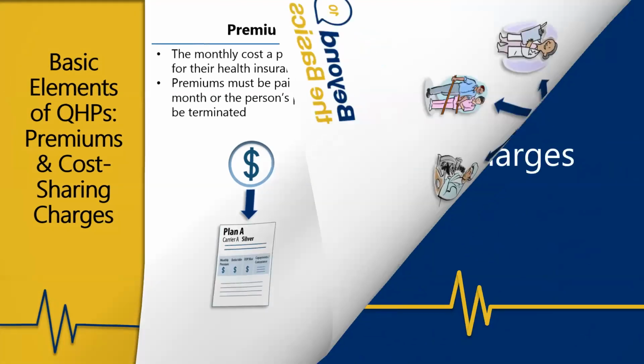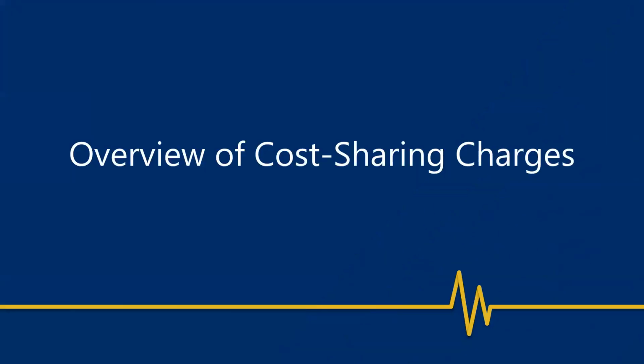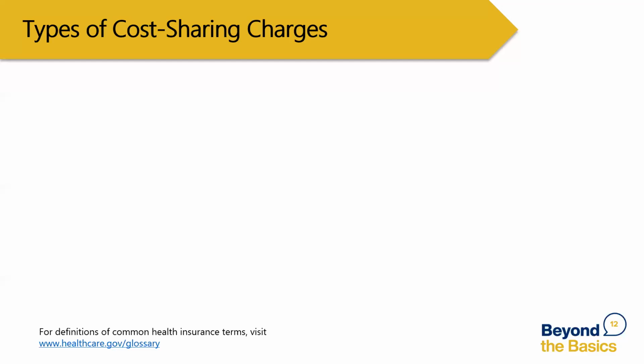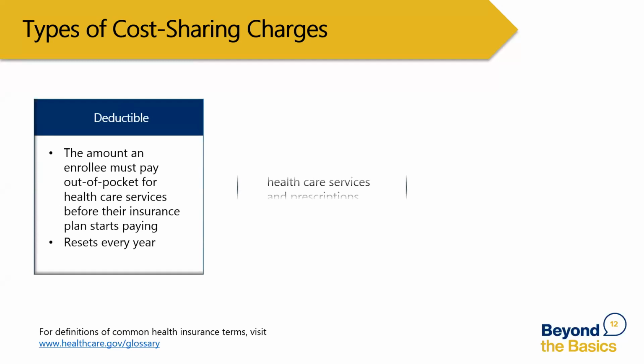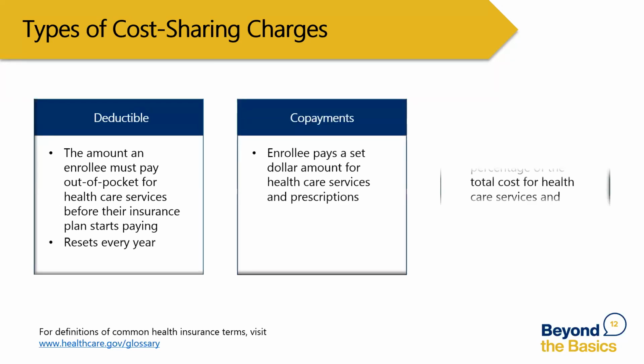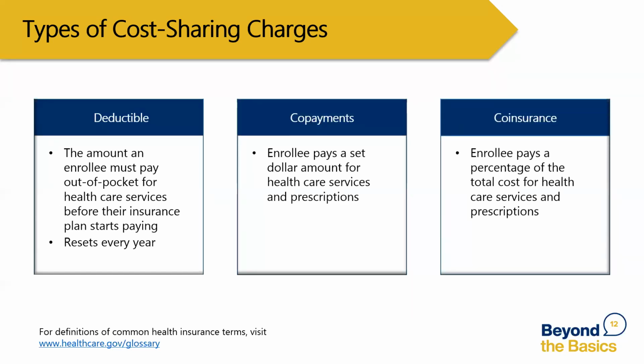So now let's go beyond the basics and dive into what cost-sharing charges are and how they work. There are three types of cost-sharing charges: deductibles, co-payments, and co-insurance. A deductible is the amount an enrollee must pay out of pocket for healthcare services before their insurance plan starts paying for a portion of healthcare costs.